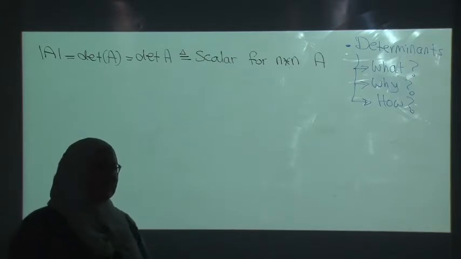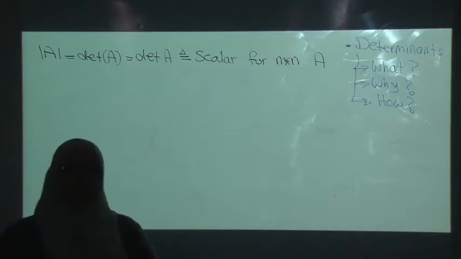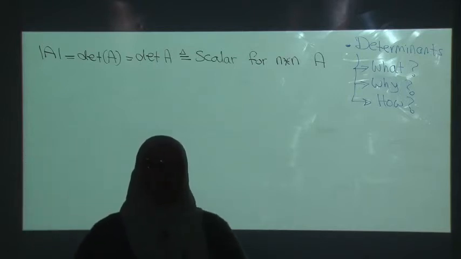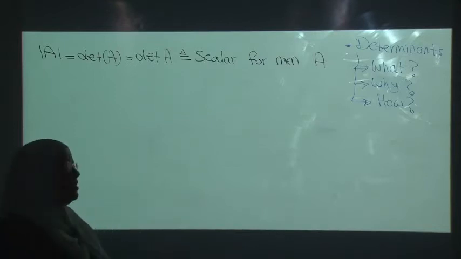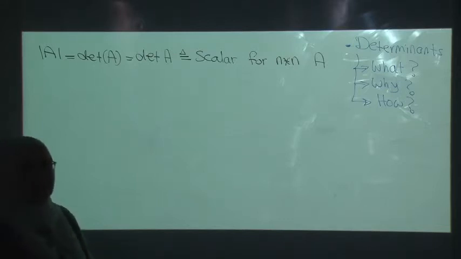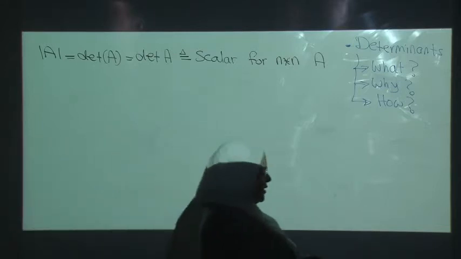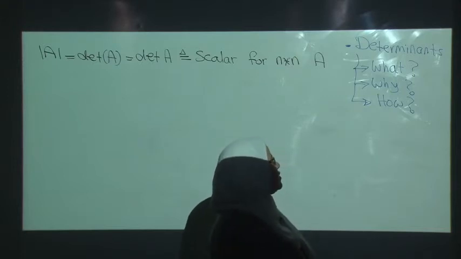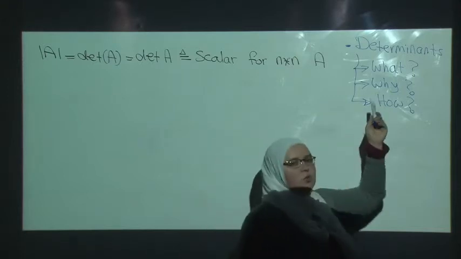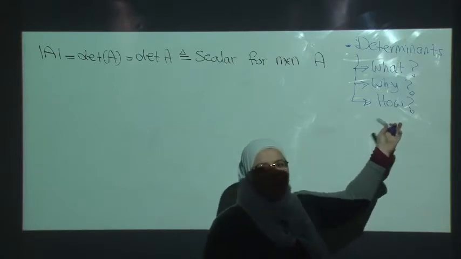Being able to compute the inverse of a matrix made us able to apply the division operation with matrices. Another property for matrices is the determinant. Let's discuss what the determinant is. What is the determinant? Why do we need the determinant, and how to get it?